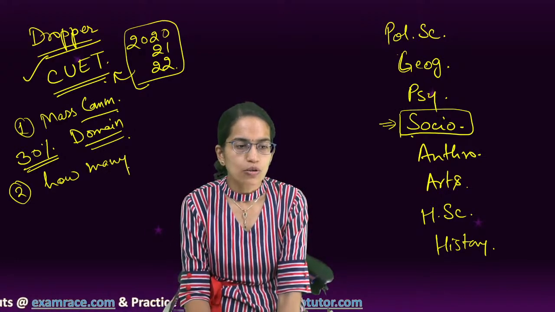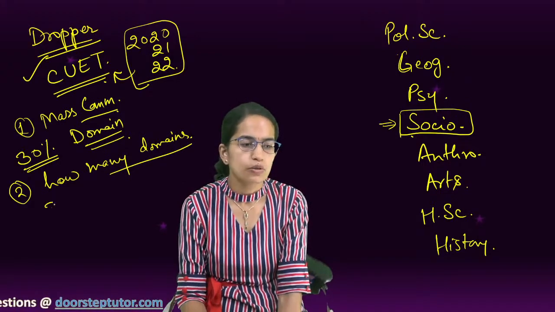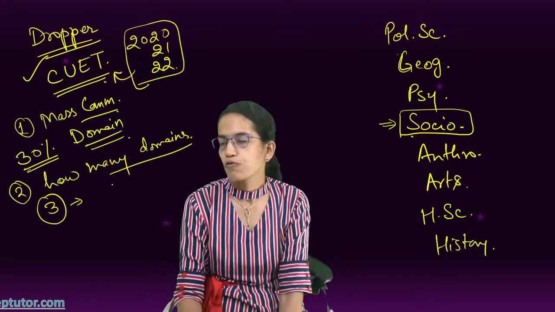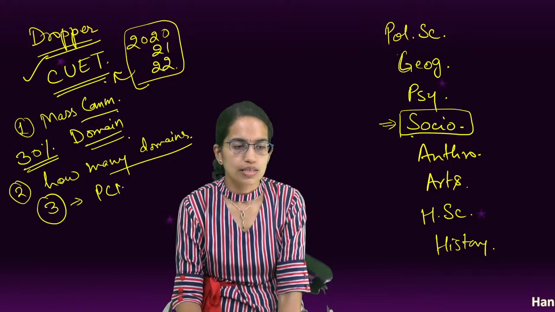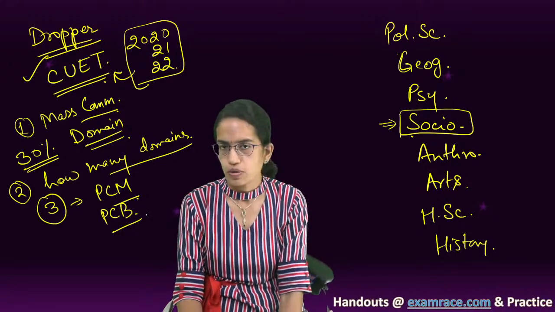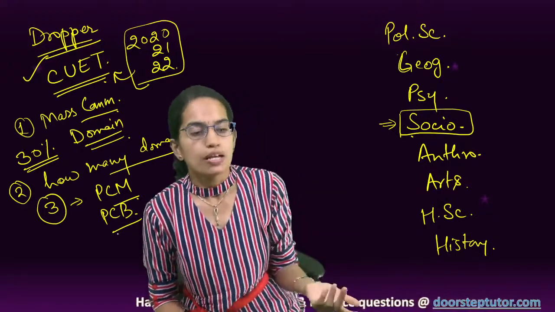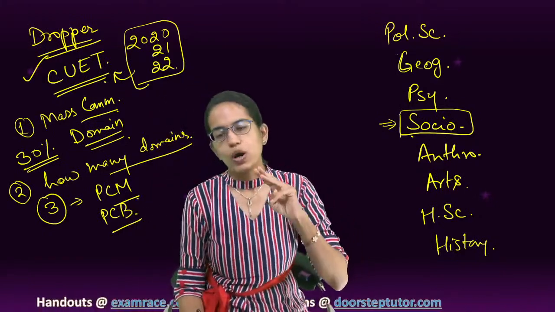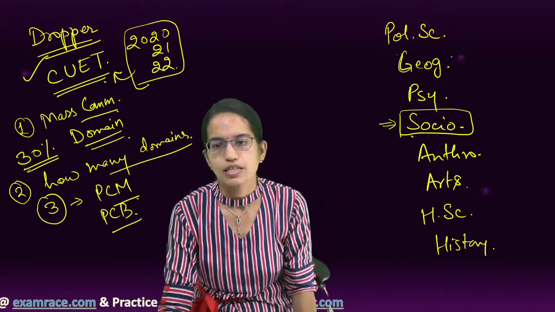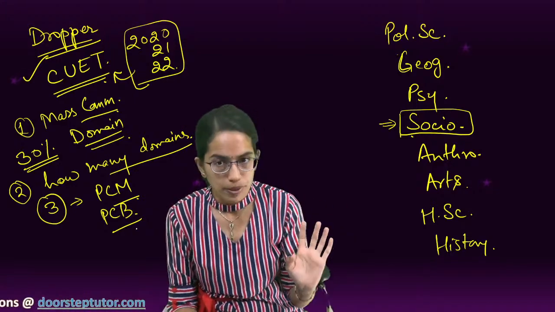So how many domains is a very good question. Minimum we would recommend that you pick 3 domains. If you are a science student, you would select either PCM or PCB. So 3 domains, you are already doing it: physics, chemistry, maths, or physics, chemistry, biology. Now if you are an arts student, again you have studied those 3 subjects. Any of these 3 subjects that you have studied in your 12th would be one of your papers there.